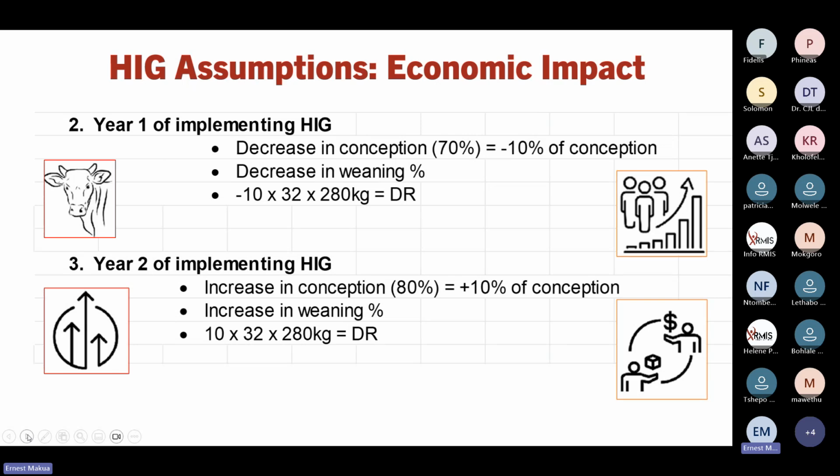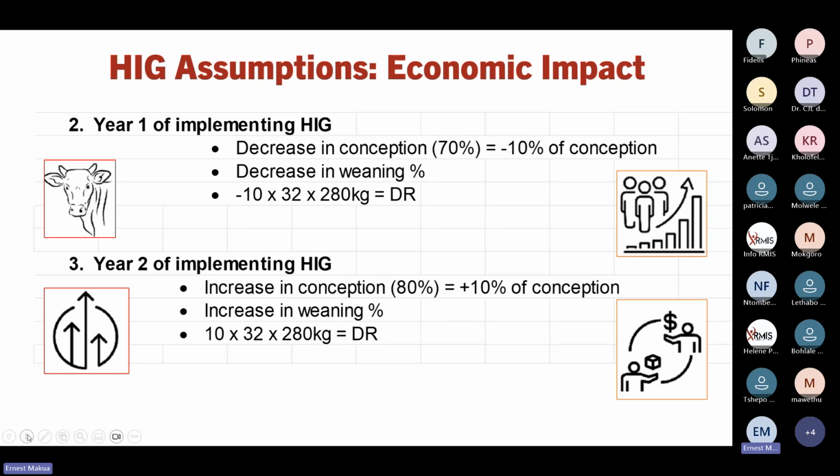Let's say you were to implement the high intensity grazing. In the first year, you'll have a decreased conception rate, especially when you start implementing the high intensity grazing. Remember, you're forcing your cattle to graze grasses that don't have enough nutrients and so forth. The conception rate will decline because the body condition score of the cattle will also decline.